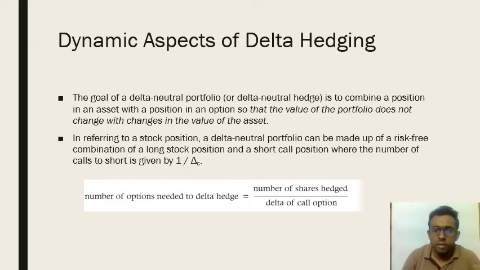Suppose we have a long position in a stock. We'll need that number of shares divided by delta as the number of stock options, so that our position is fully hedged. So this is how we calculate the number of options needed for hedging fully, that is, in a delta neutral way. So that's all about the dynamic aspects of delta hedging.